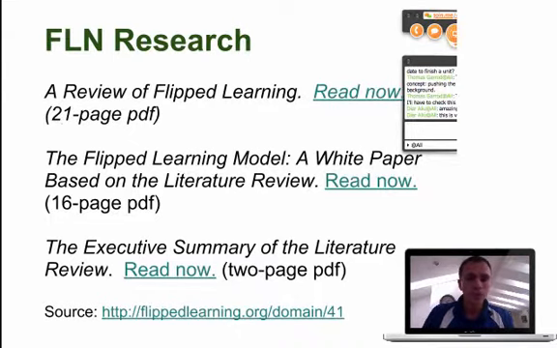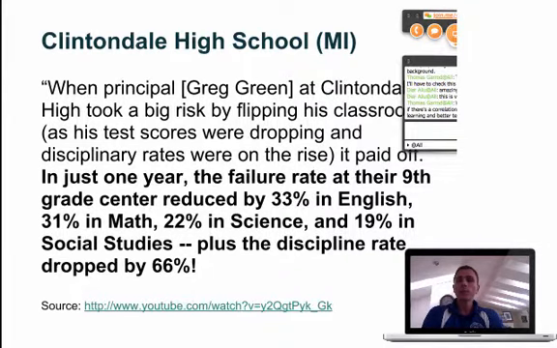Then Clintondale High School, you may not be familiar with this, but there was a school that flipped every class in the entire high school with incredible results. If you look here, 33% reduction in failure rates in English, all the way across the board. Discipline dropped by 66%. And the principal there, Greg Green, he's actually providing an eSeminar next week in this platform, but he shows that flipping on a large scale can have positive results as well.